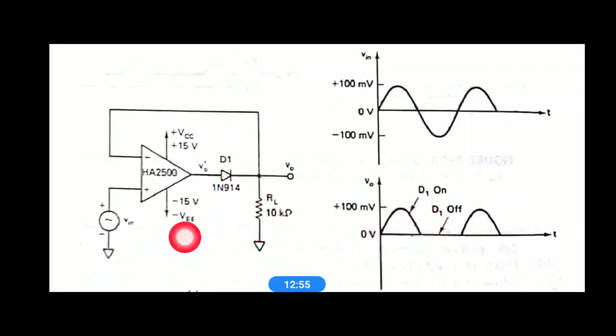In a similar way, when you apply the negative half cycle, suppose here it is minus 1 millivolt. This minus 1 millivolt causes minus 10 volt at the output. Since the anode gets a negative voltage, the diode is reverse biased. So for minus 1 millivolt the diode is reverse biased, it is open circuited. When it is open circuited, the output voltage you will get is 0.